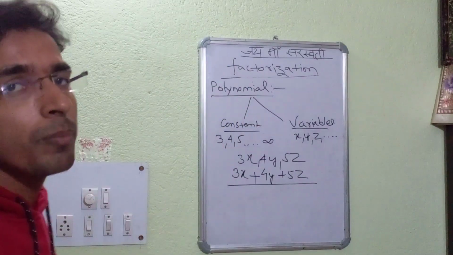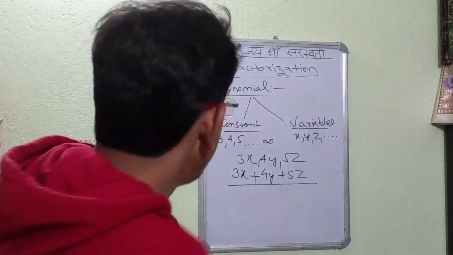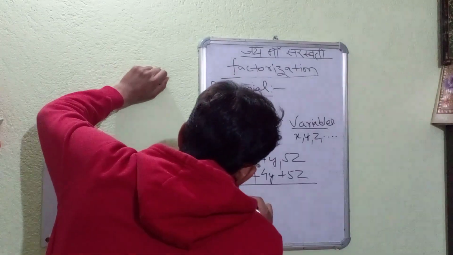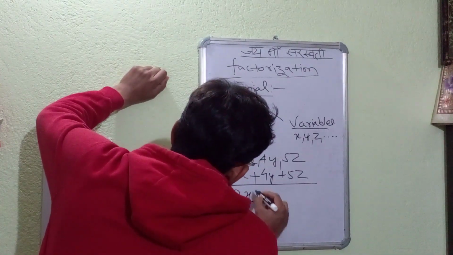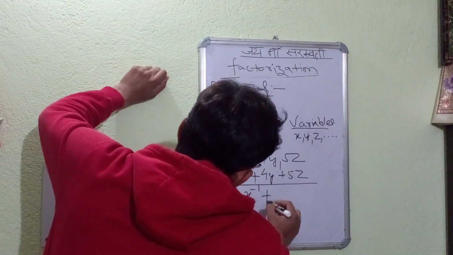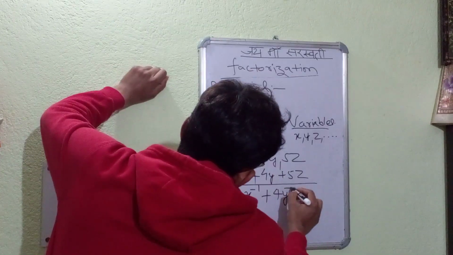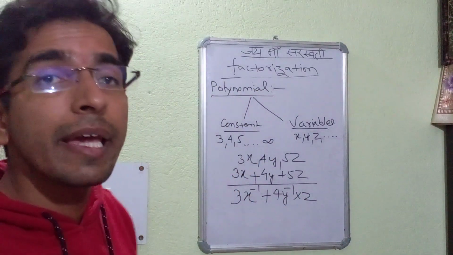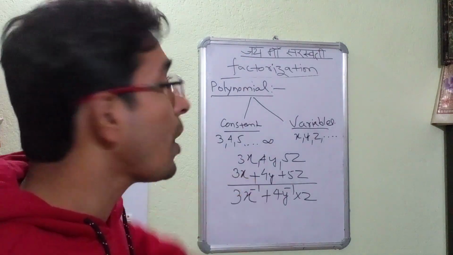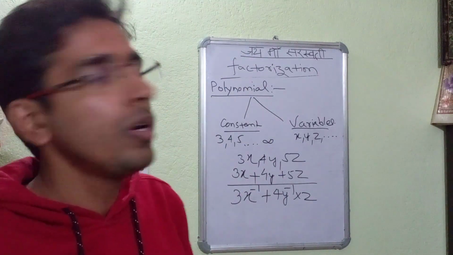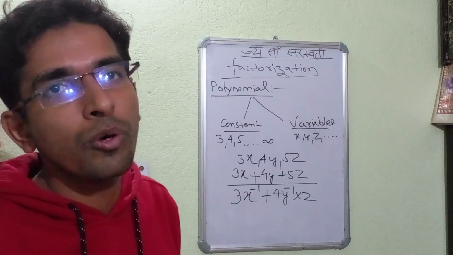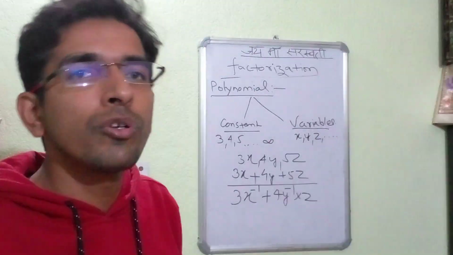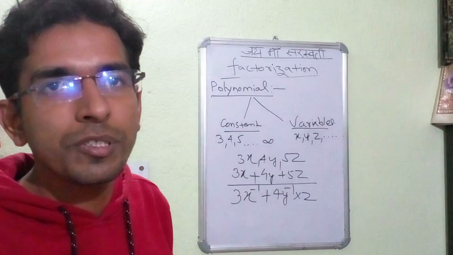The degree means the power raised, the positive power raised. Suppose there is an expression, 3x to the power minus 1 plus 4y to the power minus 1 into z. In this case, we can say that there is a negative power of minus 1, so it will not be considered a polynomial. The power should be positive, the degree should be positive.